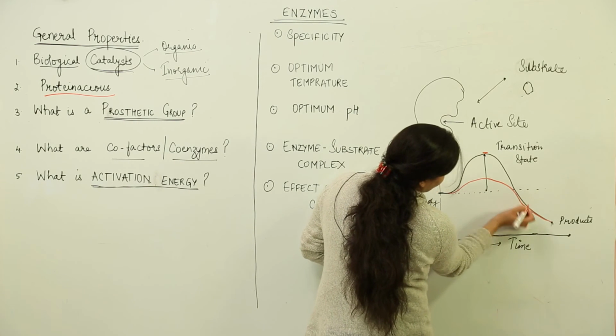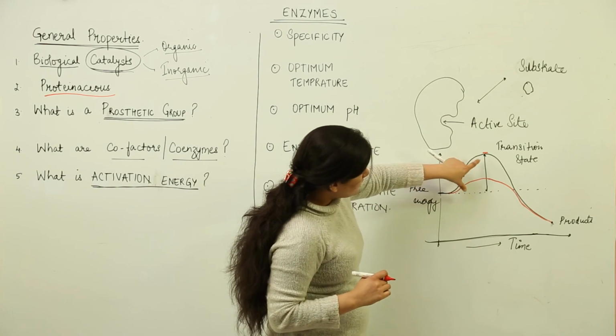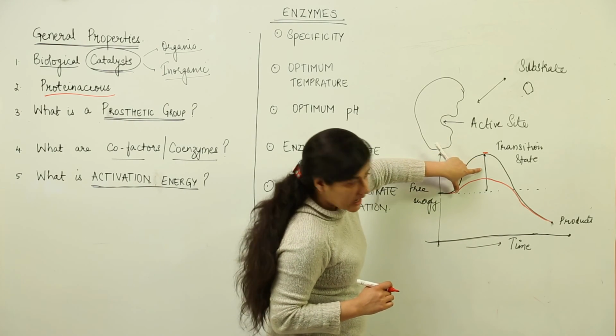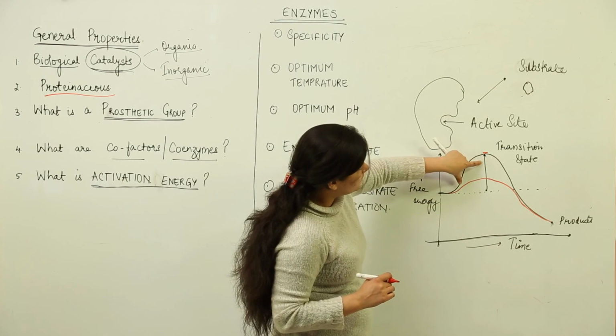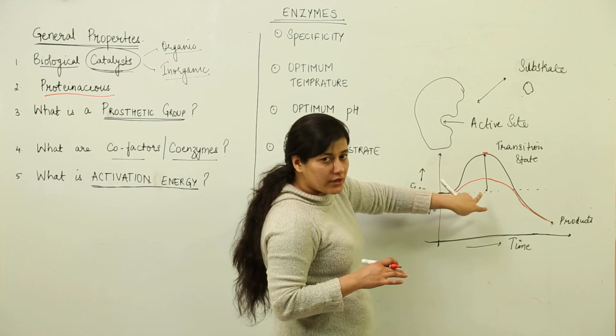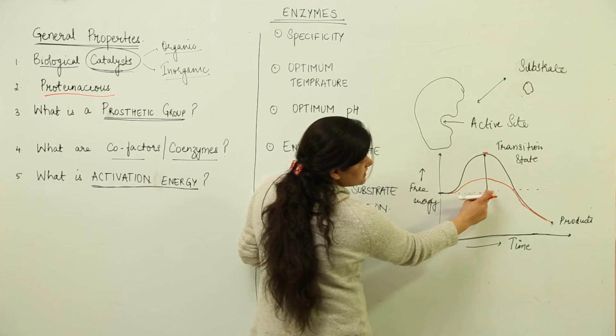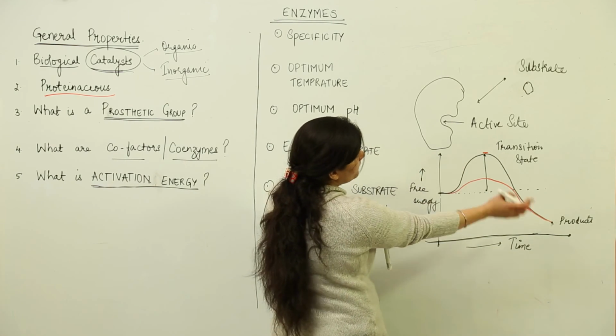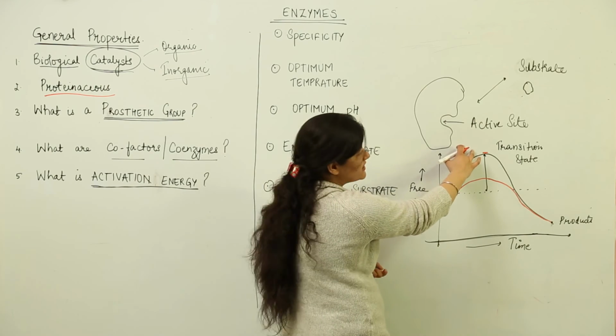Only thing that is happening is that this activation energy, which was quite higher, the transition state which was achieved at quite a higher energy, that would be achieved at quite a lower energy now. Now this process is done by the enzyme which acts as a catalyst.